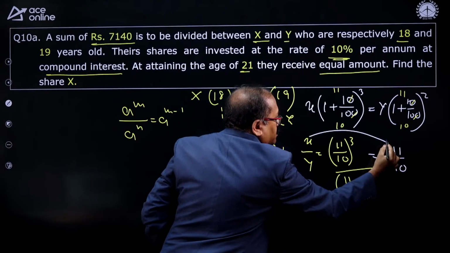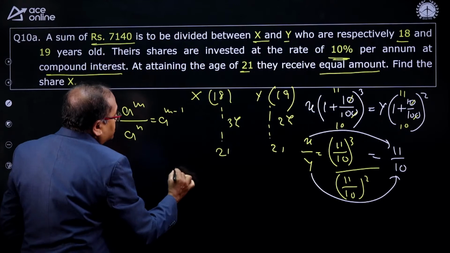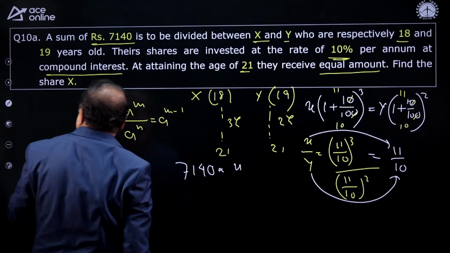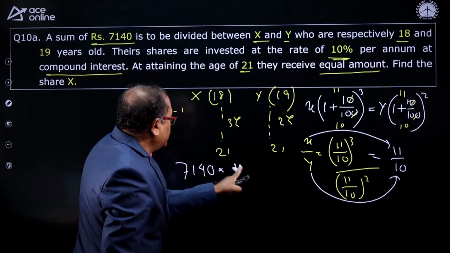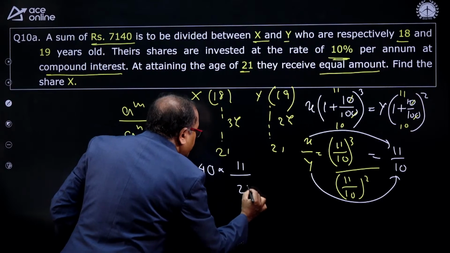So X part is 11 parts, Y part is 10 parts. If I need the X part, so that is 7,140 into 11 parts out of the total. How many parts? 11 parts out of 21 parts.